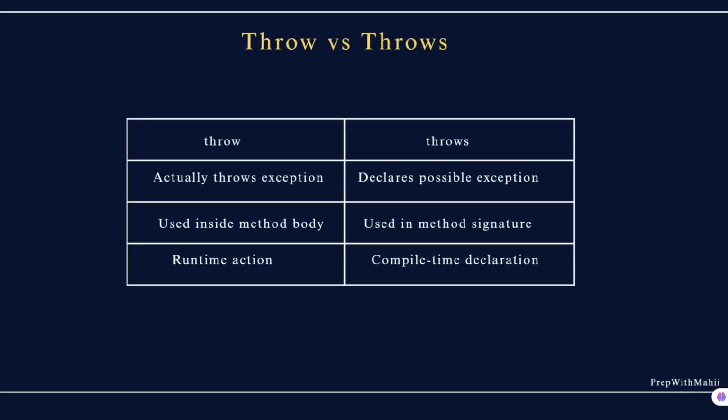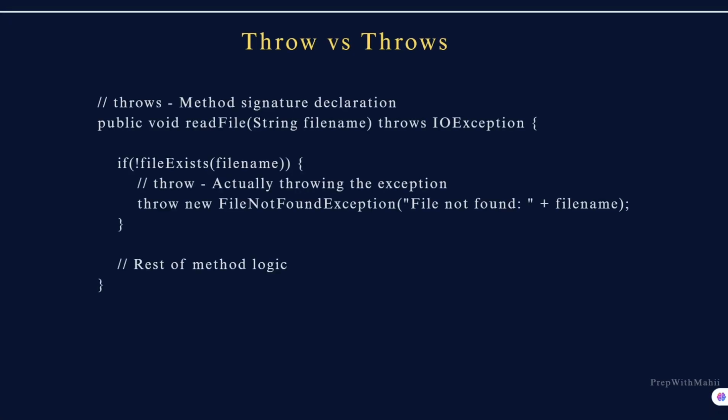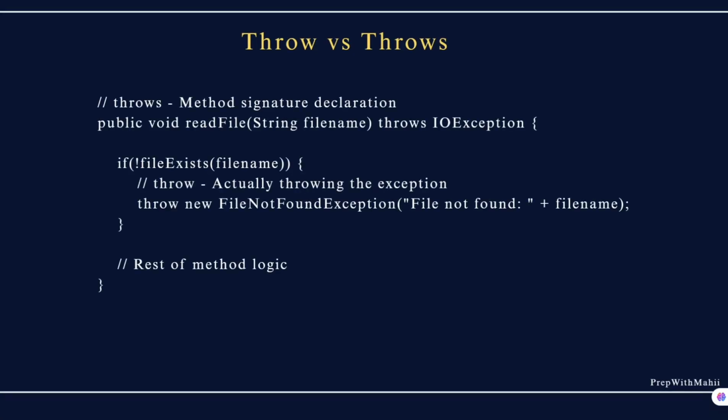Throw versus throws. This confuses many developers, but I will make it simple for you. Throw actually throws an exception. Throws declares that a method might throw an exception. That is declaration. Think of it like throws is putting a warning sign on your method and throw is actually triggering the alarm. Here is an example for you.